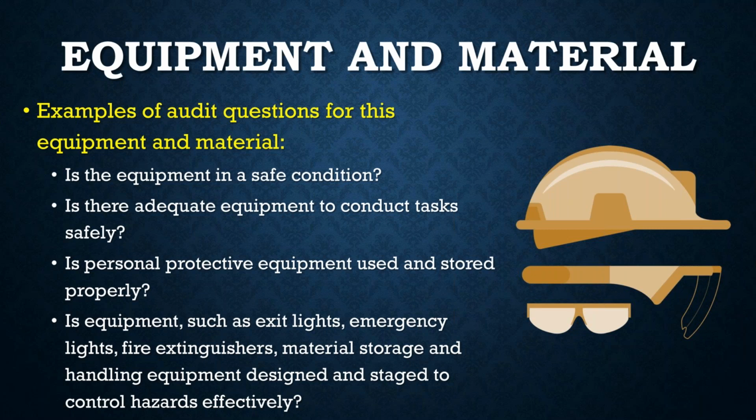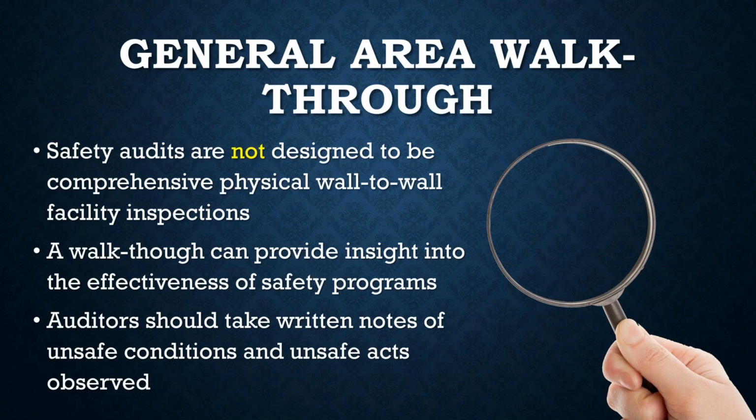And then you look at things like exits and emergency lights and fire extinguishers. My motto is a locked exit is as bad as a blocked exit. In an emergency situation, a means of egress is very, very important. Get your fire marshal involved. Get other people involved who are looking at it from a fire perspective. You've probably heard on the news there's been a rash of fires lately in the Texas area. Very, very big concern during an audit. And then finally, a general walkthrough. Now, a safety audit's not designed for a comprehensive wall-to-wall inspection.